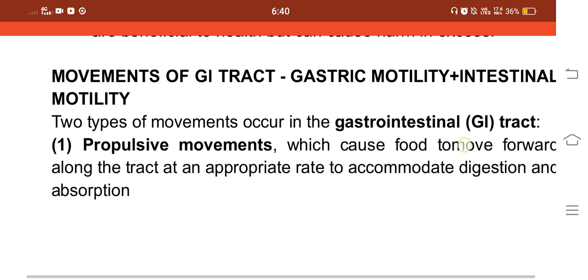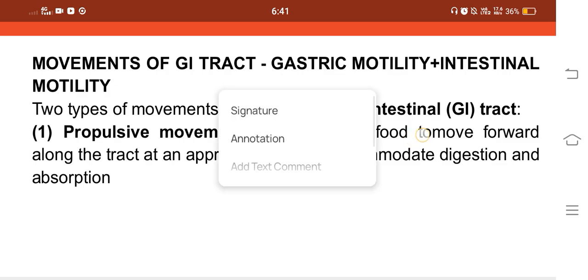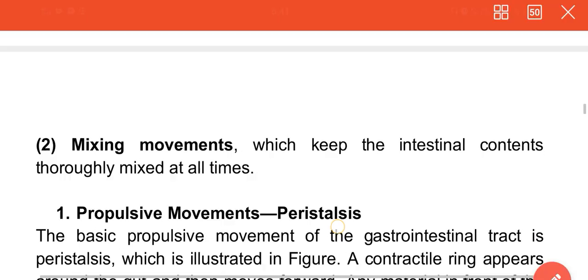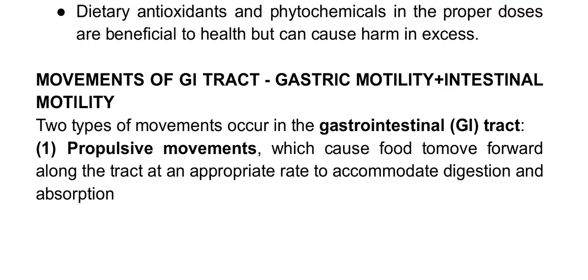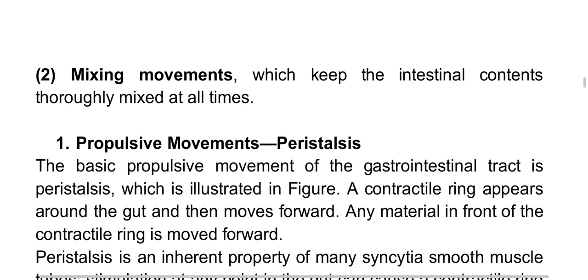Movements of the GI tract: gastric motility and intestinal motility. Two types of movements occur in the gastrointestinal tract. Propulsive movements cause food to move forward along the tract at an appropriate rate to accommodate digestion and absorption. Then mixing movements take place, which keep the intestinal contents thoroughly mixed at all times.